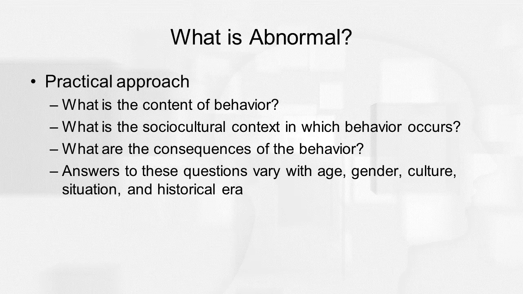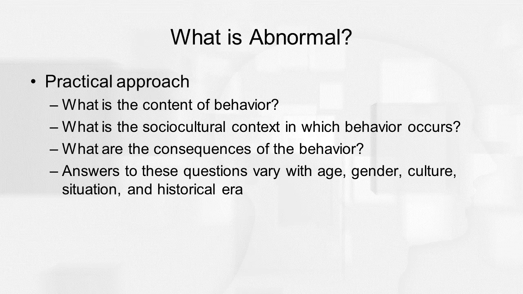So when we think about abnormal, or we try to define what it means to be abnormal, we try to take a very practical approach. What is the content of the behavior? What is the person doing? What is the sociocultural context of the behavior? Some behaviors, such as bowing every time you see someone, are very normal or typical in a country like Japan. Here we would not consider that to be normal. So we try to take sociocultural context into consideration. What are the consequences of the behavior? Does it impair functioning?